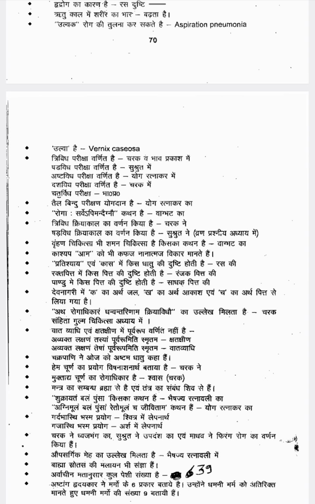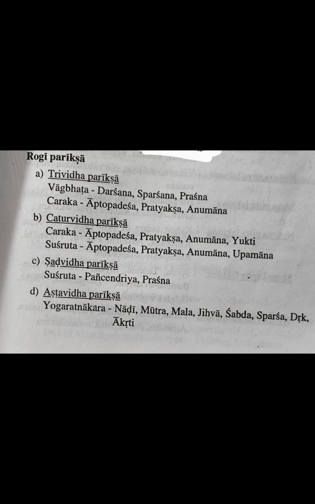Okay, so we'll see which are the parikshas. Trivida Pariksha according to Vagbhata is Darshana, Sparshana, Prashna. According to Charaka, it is Aptopadesha, Pratyaksha, Anumana. So these are the Trivida Pariksha according to Charaka.